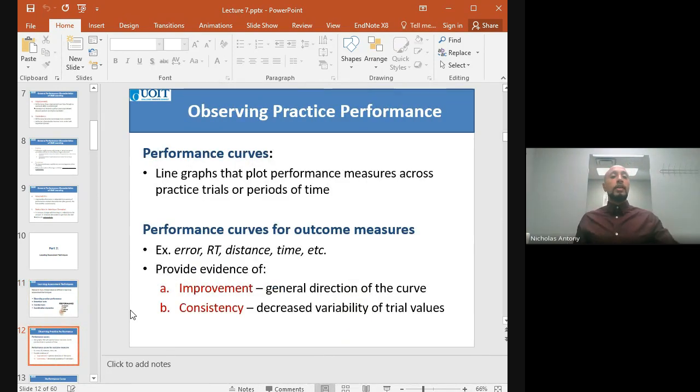So the first one is through observing practice performance. So we have the 6 observable characteristics that we would infer learning has happened. But what about if we wanted to come up with a quantifiable number? The easiest way to do that is performance curves. And do you guys remember performance outcome, performance production measures? If we use performance outcome measures, we can graph them over time.